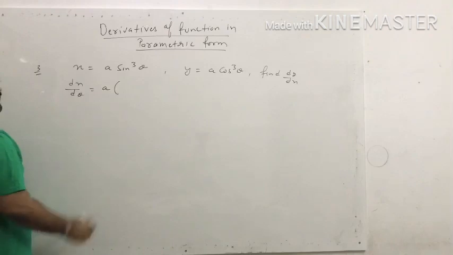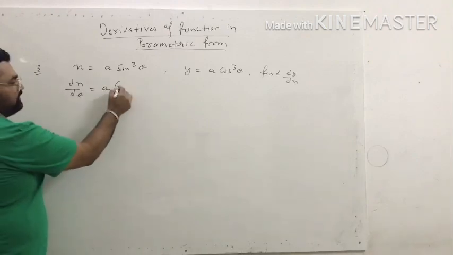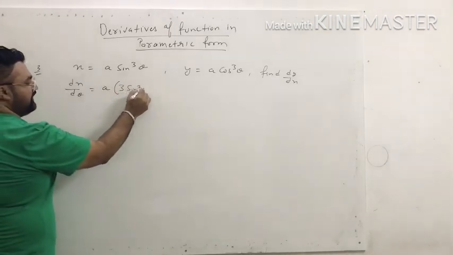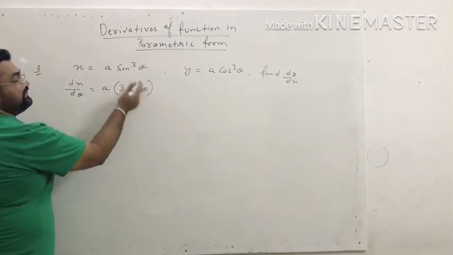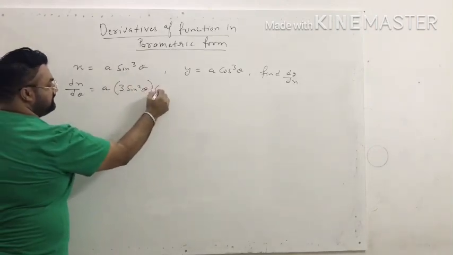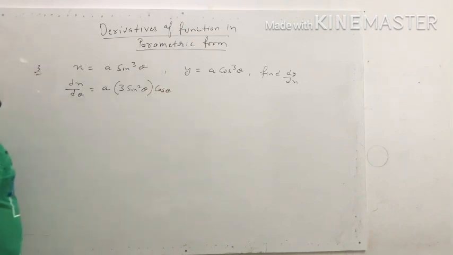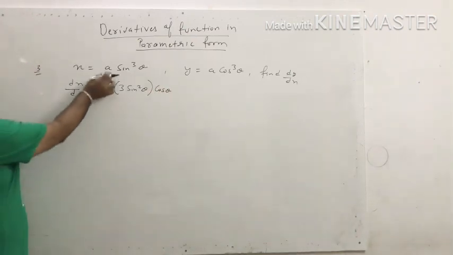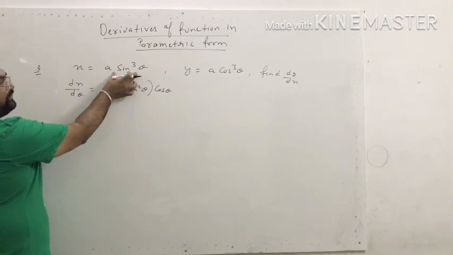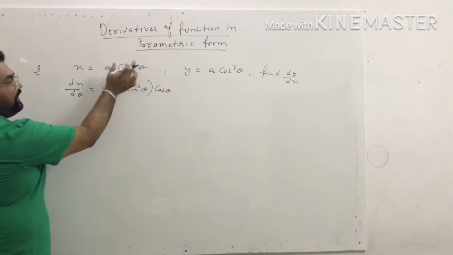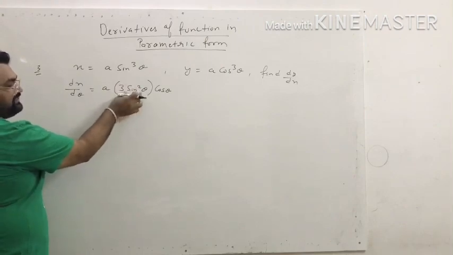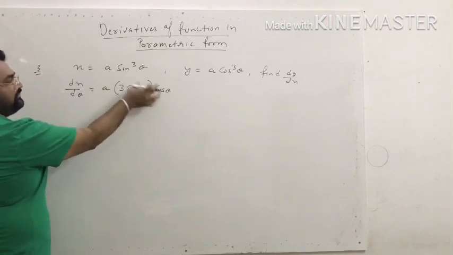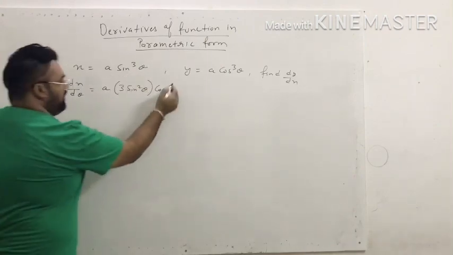Sin cube theta. What is the derivative of sin cube theta? 3 sin square theta. This is the derivative of the power. After that, the derivative of sin theta is cos theta. I repeat, a is constant, sin cube theta. First of all, we will differentiate the power. 3 shifts to this place, it becomes sin square theta. After that, the derivative of sin theta is cos theta.